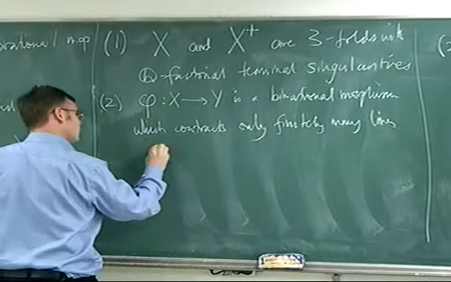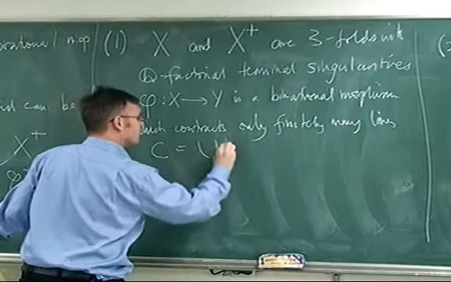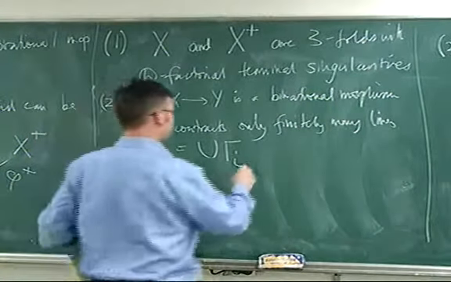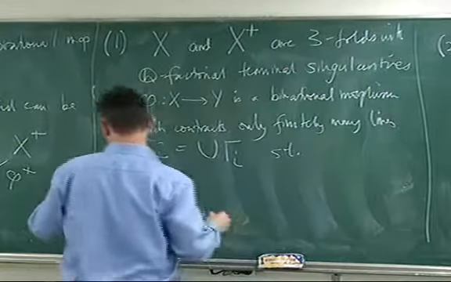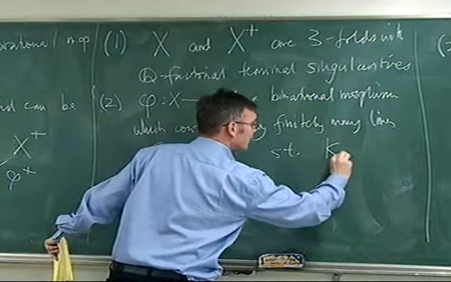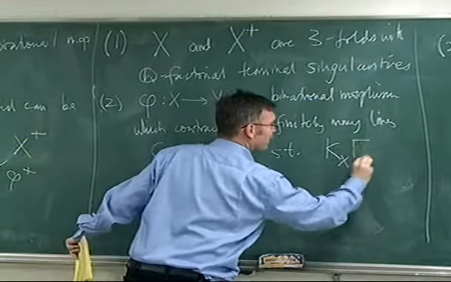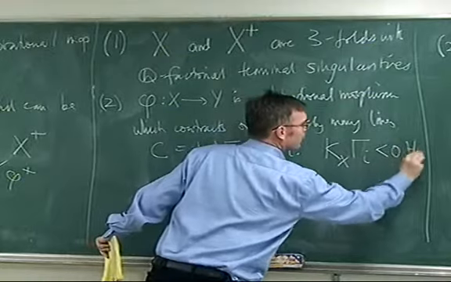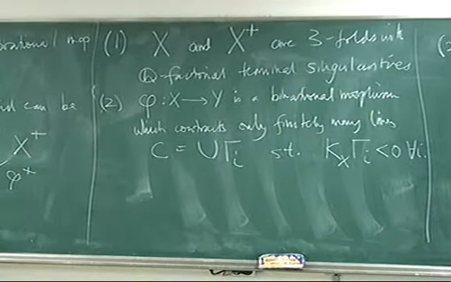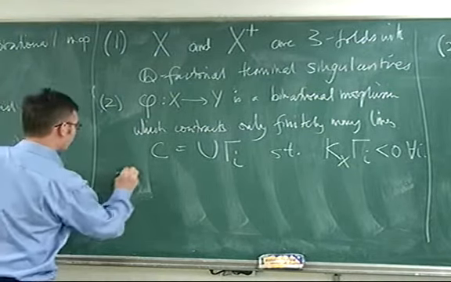So let me say C is equal to the union of some irreducible curves gamma I, such that KX times gamma I is negative for all I. So in other words, this map is an isomorphism almost everywhere, but it's contracting finitely many curves on which KX is negative. 3.